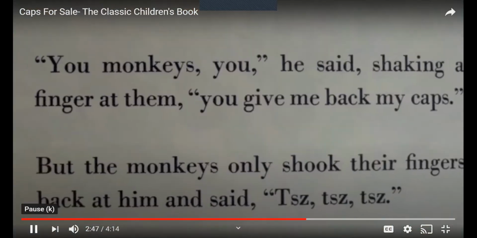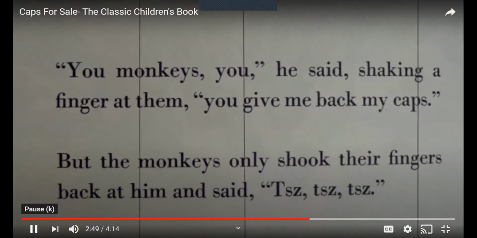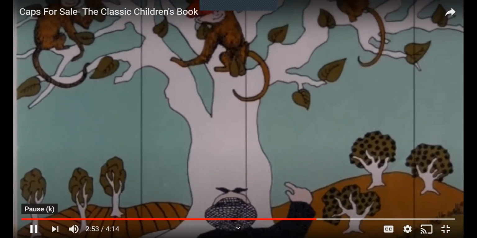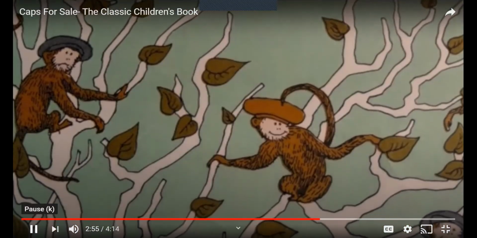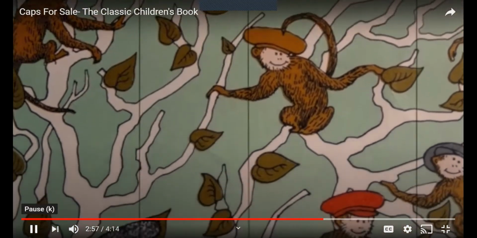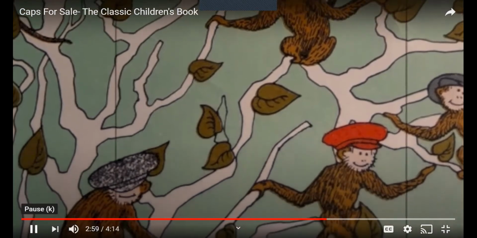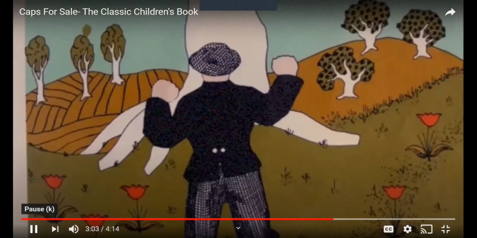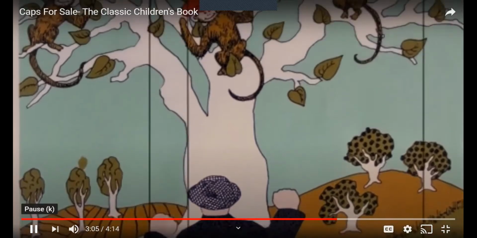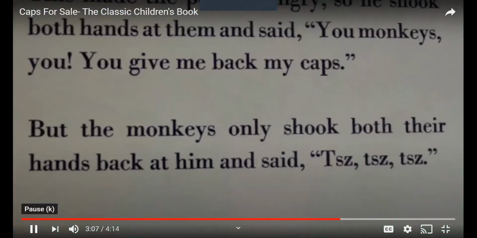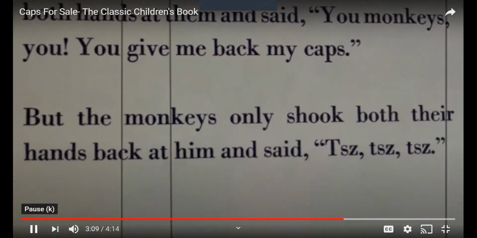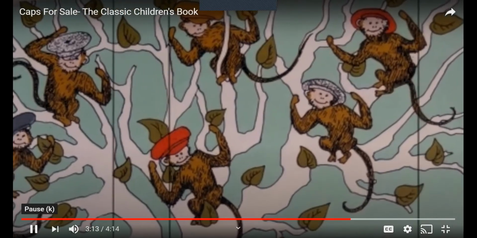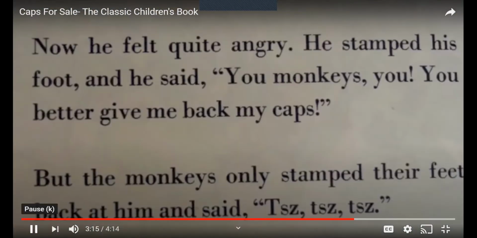"You monkeys, you," he said, shaking a finger at them. "You give me back my caps." But the monkeys only shook their fingers back at him and said, "Tss, tss, tss." This made the peddler angry, so he shook both hands at them and said, "You monkeys, you give me back my caps." But the monkeys only shook both their hands back at him and said, "Tss, tss, tss." Now he felt quite angry.